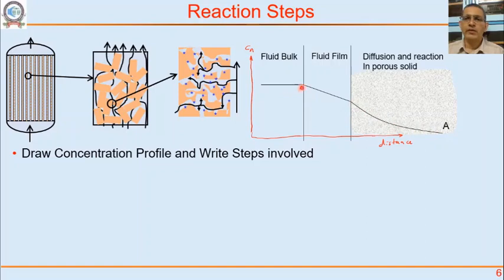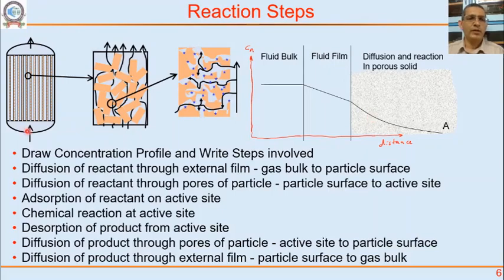Only when you are convinced, go ahead, otherwise pause. Here are the steps involved. First of all, the reactant has to diffuse through the external film from the gas bulk to the particle surface. So let's say it's a gas solid kind of reaction. From the gas bulk to the surface of the particle, there is mass transfer, diffusion.